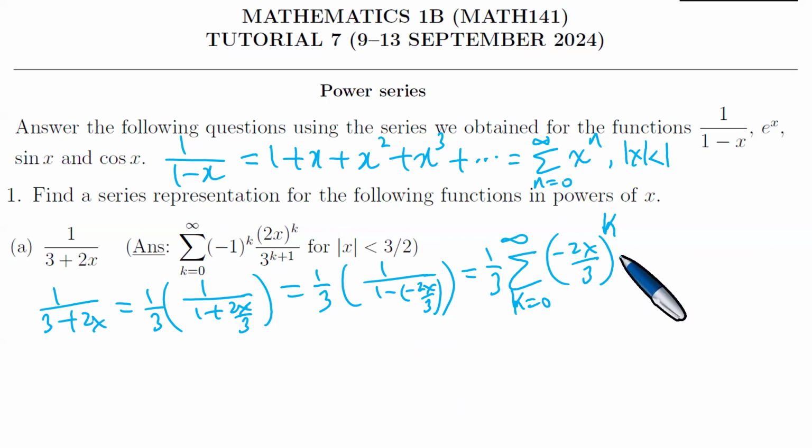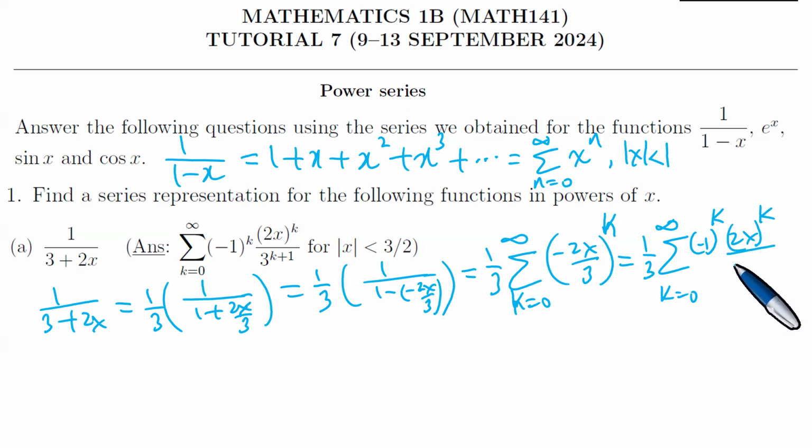But when you get to this point, you have 1 over 3. It's not exactly like what they want, because there's a minus 1 to the power k, so it's an alternating series. The negative is already there, but we must raise it to the k. So we must separate things here. So you're going to have the summation k equals 0, minus 1 to the power k, 2x to the power k divided by 3 to the power k.